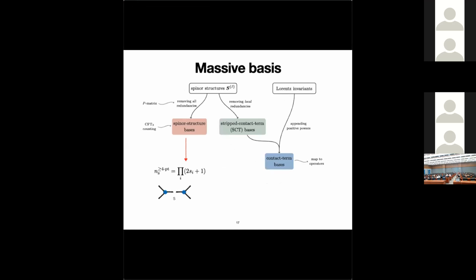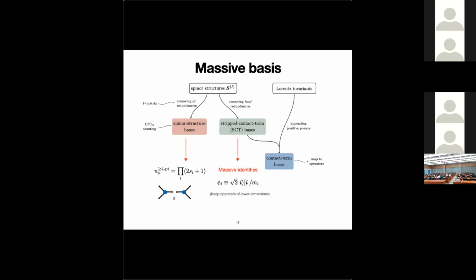So the first one, we have the spinor structure basis. This is basically what we get by bolding these massless spinor structures. And indeed, this is coming just from the Lorentz group structure. And also this is equivalent to the counting of correlators in a conformal field theory in 3 dimensions. Or we can also do the counting by thinking about gluing 3-point amplitudes with a mediator of spin S.